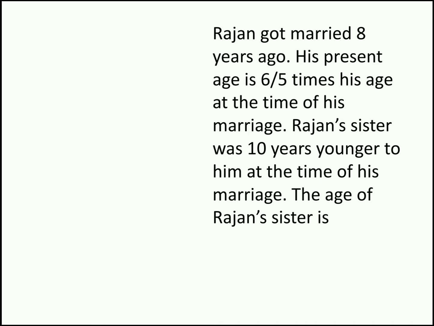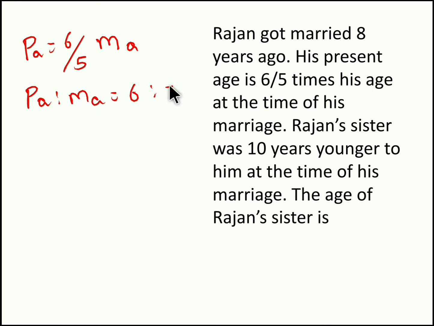So this type of question seems a little tricky, but when you closely observe the question, the statement clearly states Rajan's present age is 6/5 times Rajan's age at the time of marriage. So we can say the present age and marriage age of Rajan are in the ratio 6:5. So Rajan got married 8 years ago, right? So 8 years ago, Rajan's age is 5 parts and right now it is 6 parts. So the difference between 6 and 5 is 1 part. So this 1 part is nothing but 8 years.